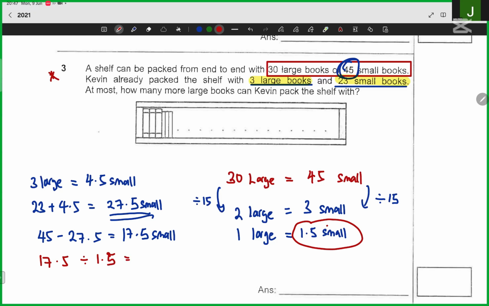We can't really divide, I think. Yeah, let me key my calculator. 17.5 divided by 1.5 is 11.666. Which means that we can only pack in 11, because we can't put 11.6 big books.